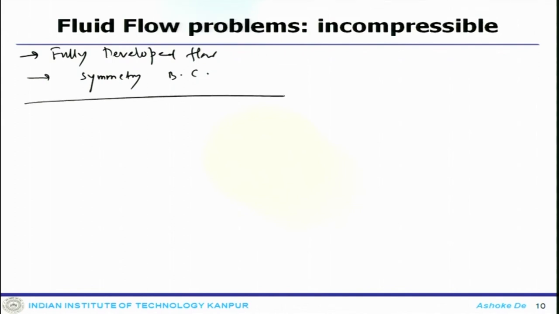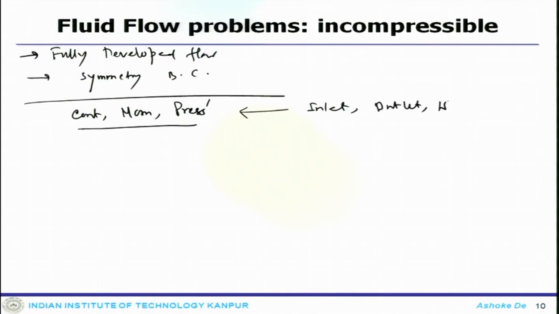Now, what we have done is we have a simple algorithm that we have discussed, which actually solves for continuity, momentum and pressure corrections. While solving that, you need boundary conditions. So, we have talked about the inlet boundary condition for all the equations, outlet boundary conditions, wall boundary condition, and then other boundary conditions which come under inlet, outlet and wall. So, different kinds of these conditions we have talked about.